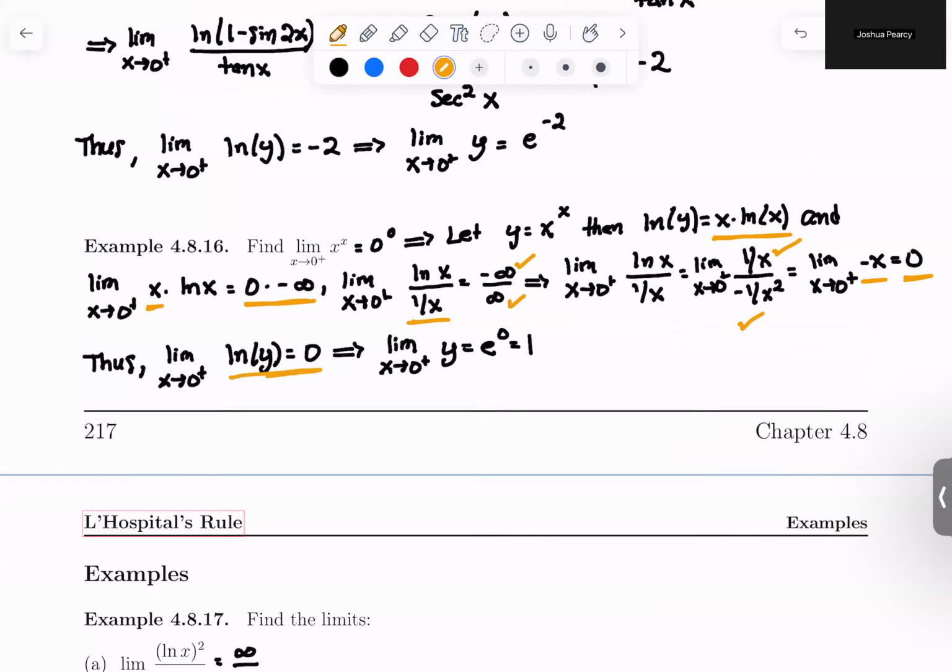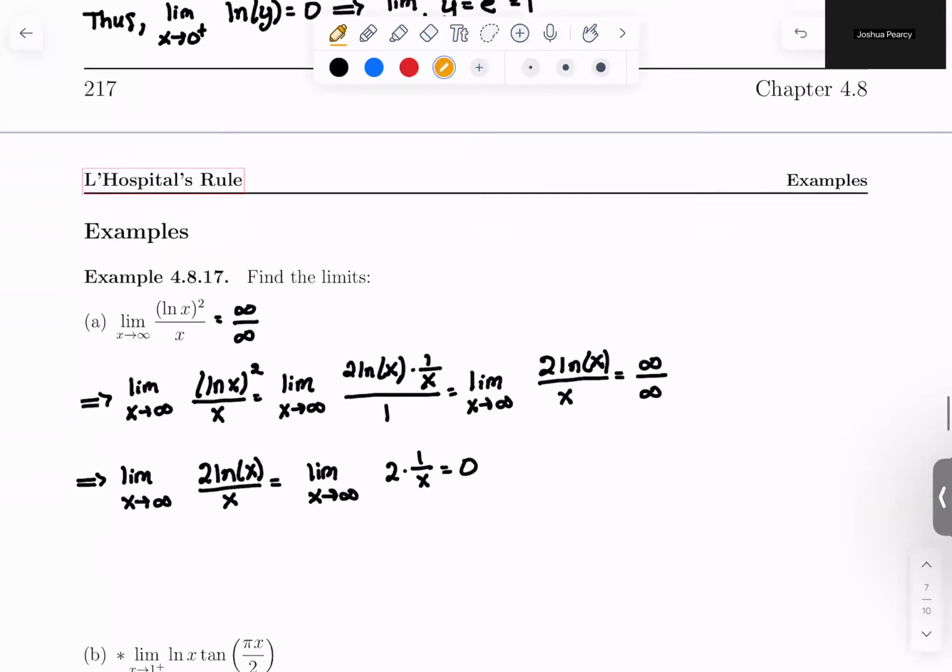So the limit of x ln x as x goes to 0 from the right is 0, and so the limit of x to the x as x goes to 0 from the right-hand side is e to the 0, which is 1. So that's how we form and then apply L'Hopital's rule.